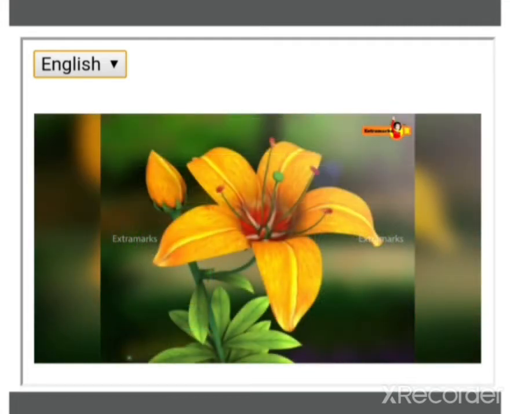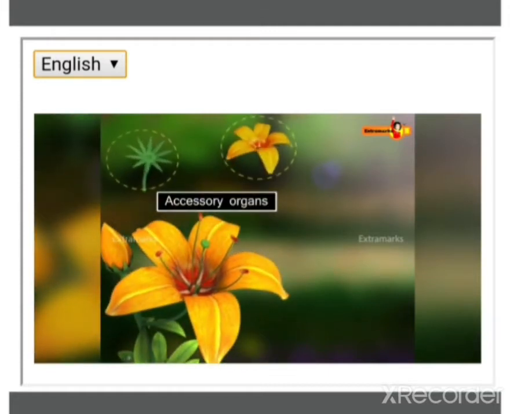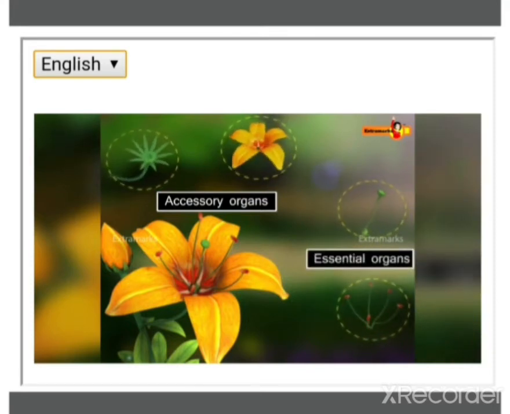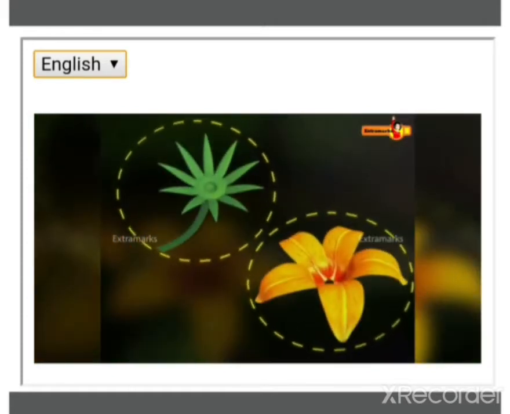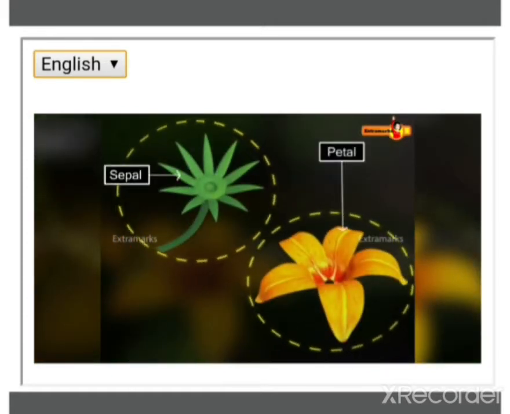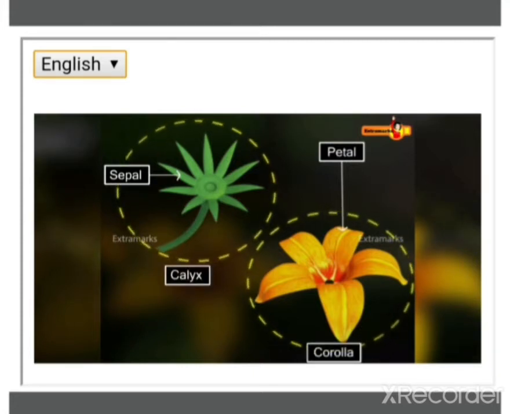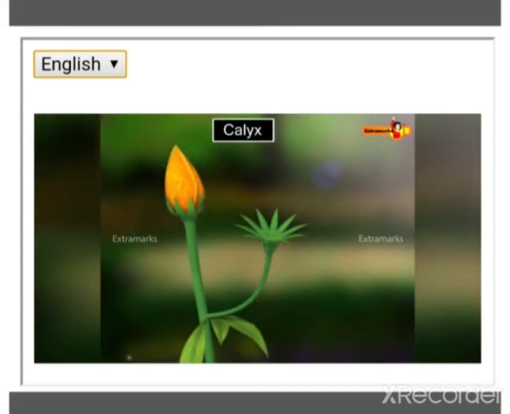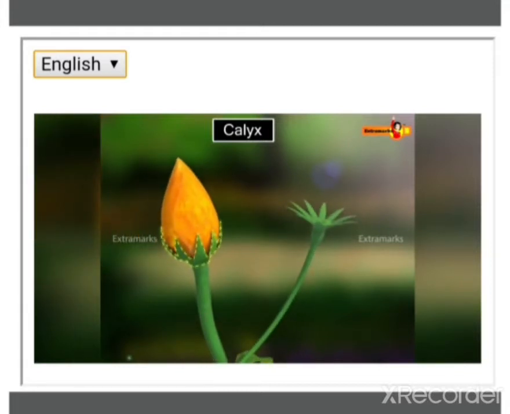A typical flower has 4 whorls. Outer 2 whorls consist of accessory organs and inner 2 whorls consist of essential organs. The accessory organs consist of sepals and petals, also known as calyx and corolla respectively. Calyx is usually green in color, and during the bud stage, it protects the inner organs of the young flower.